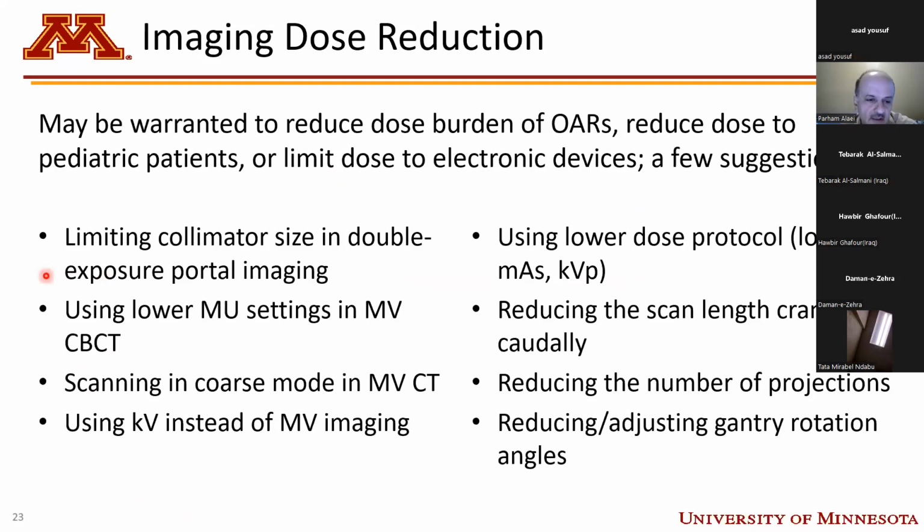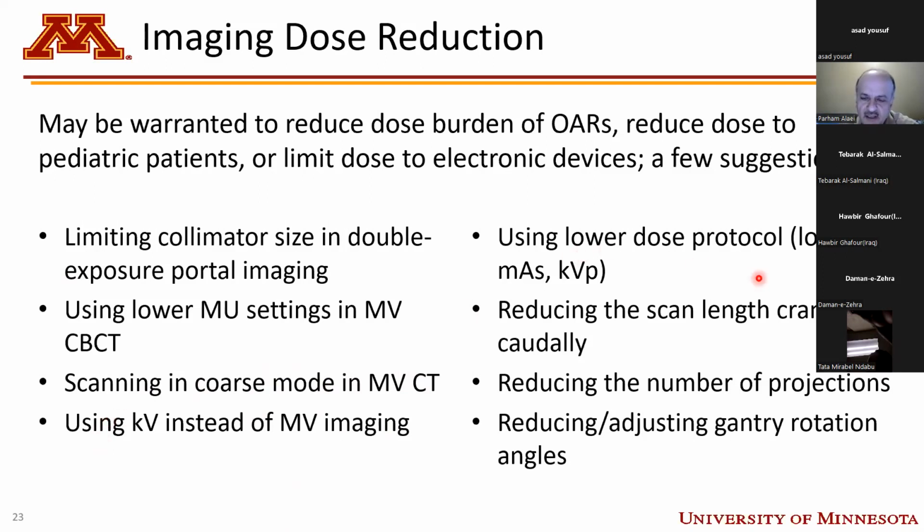We don't want to expose the pacemaker to the imaging dose, so we actually limit the collimator size for that purpose. Megavoltage cone beam, again, that's old Siemens units, where lower MU resulted in lower dose. Megavoltage CT, this is a tomotherapy unit, coarse mode, reduced dose quite a bit. And again, if you use kV instead of MV, you get lower dose.